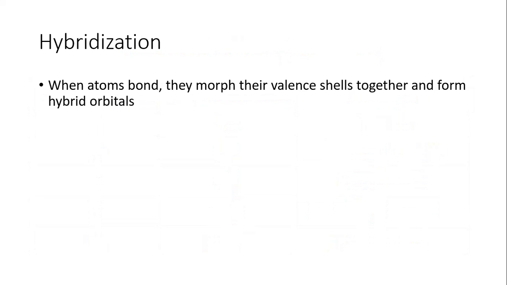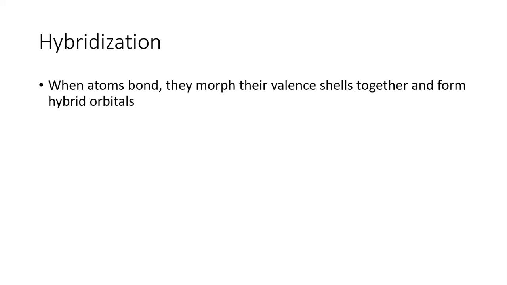So hybridization, the idea behind hybridization is that when atoms bond, they use their valence shells, and the octet rule states that they achieve 8 valence electrons and the electron configuration of the nearest noble gas. But with this hybridization theory, it says when atoms bond, they are going to change the shape of their valence shells and morph together their valence shells and form what we call hybrid orbitals.